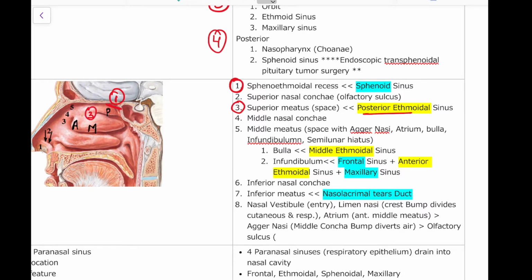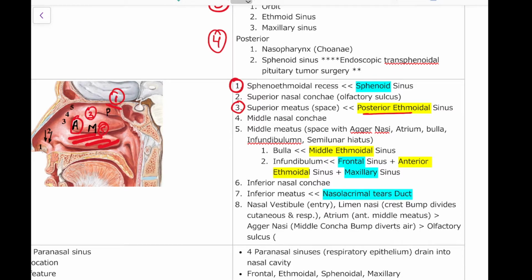So let's keep going. Then we have the middle nasal concha that we can see right there. In the middle meatus, you get the bulla, which should be right here, giving you the middle ethmoidal sinus. And then the infundibulum, which will give you your anterior ethmoidal sinus as well as the maxillary sinus. And then the inferior meatus is right here.